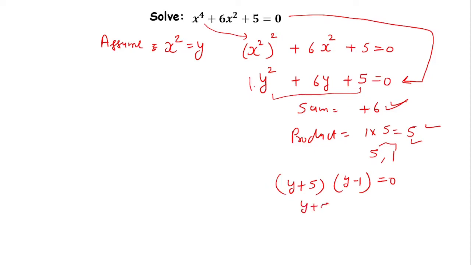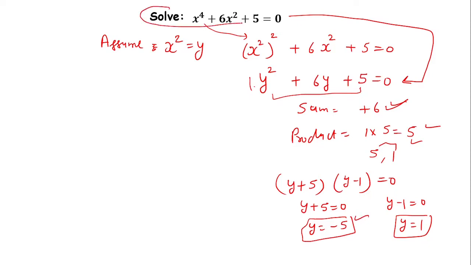If I take y + 5 = 0, I will get y = -5. In case I take y - 1 = 0, I will get y = 1. Is it my final answer? No. Why is it not my final answer? Because the given question was in x and I am getting my answer in y. So we have to take two more steps. These are the two answers I found so far.